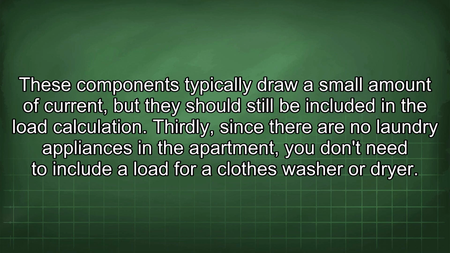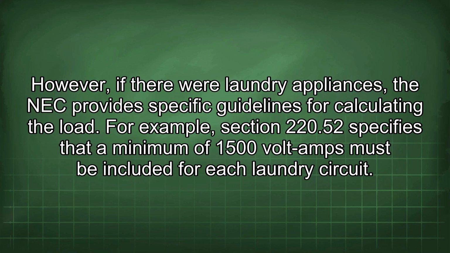Thirdly, since there are no laundry appliances in the apartment, you don't need to include a load for a clothes washer or dryer. However, if there were laundry appliances, the NEC provides specific guidelines for calculating the load. For example, section 220.52 specifies that a minimum of 1500 volt-amps must be included for each laundry circuit.